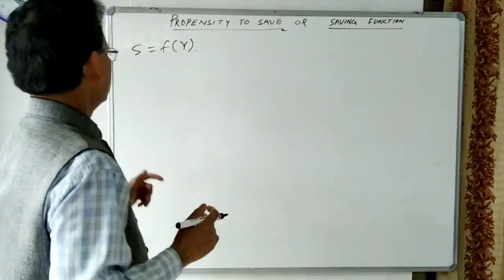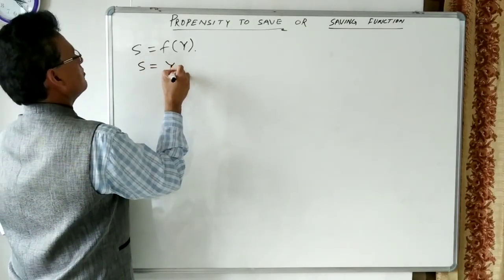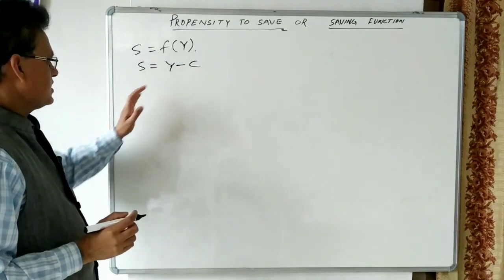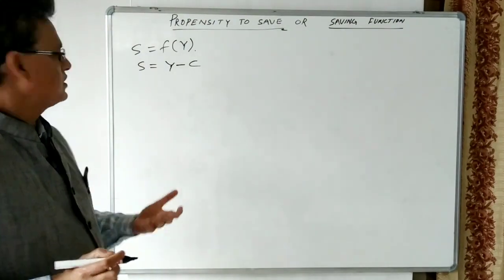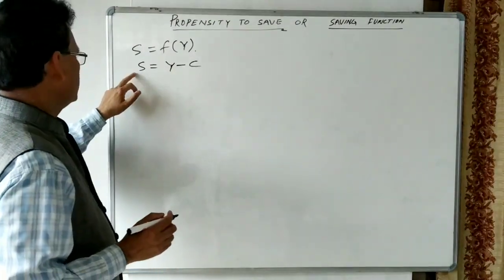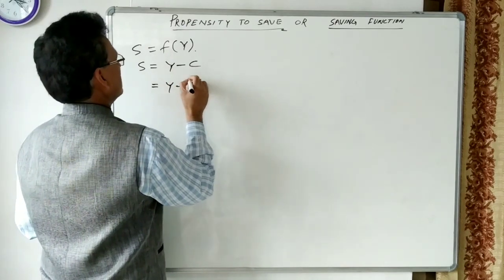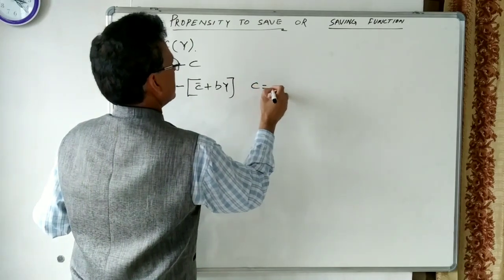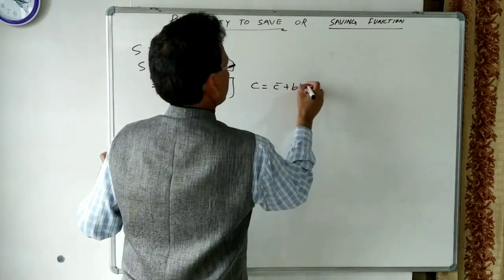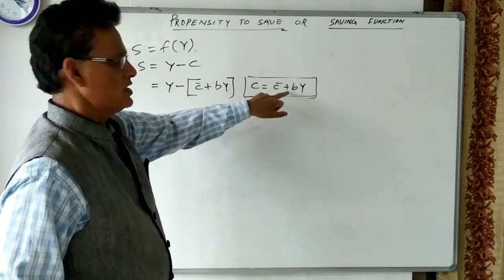Saving we can also write as saving is equal to income minus consumption. It means if we deduct the value of consumption expenditure from the total income, we get the saving. We can derive one linear equation of saving: S is Y minus C. You know, C is equal to C intercept plus bY. This is the consumption function equation, C intercept plus bY.